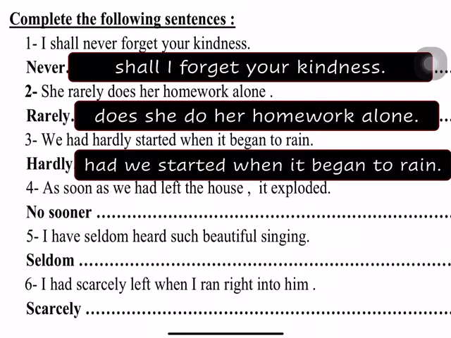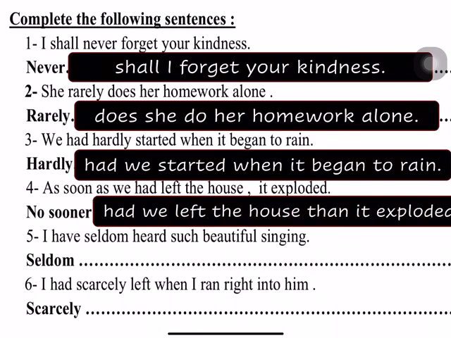Number 4, as soon as we had left the house, it exploded. Notice here that he wants you to use no sooner, and we said that as soon as changes into no sooner, and in the middle here we should use than. Very good, girls. So no sooner had we left the house than it exploded.